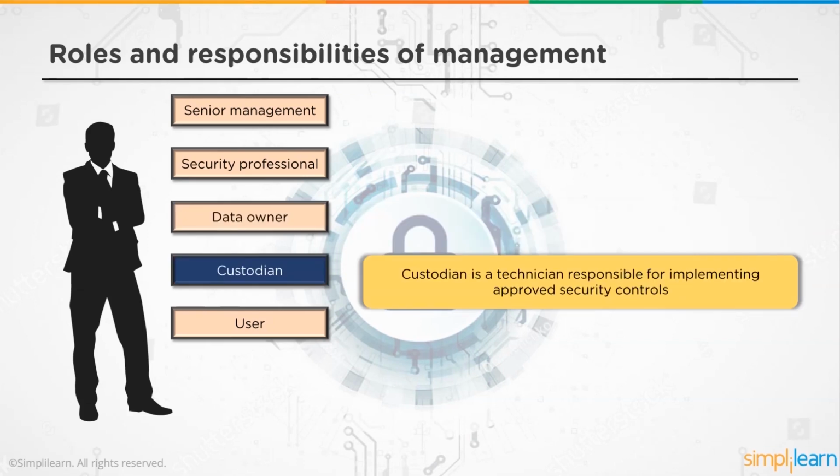Then the custodian, a person who is responsible for implementing the approved security controls or managing the day-to-day activity of the security controls. For example, the security professional has identified an access control to be implemented on a data set that the data owner owns. The data owner has approved of it. It is the custodian who is going to implement that strategy or implement the control on it.